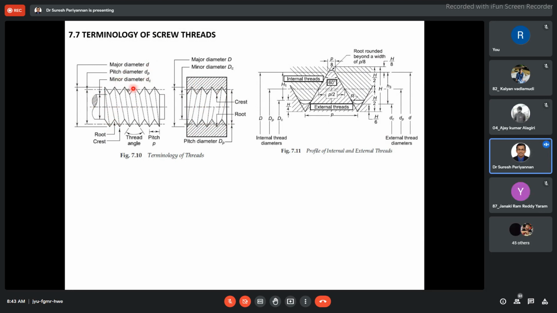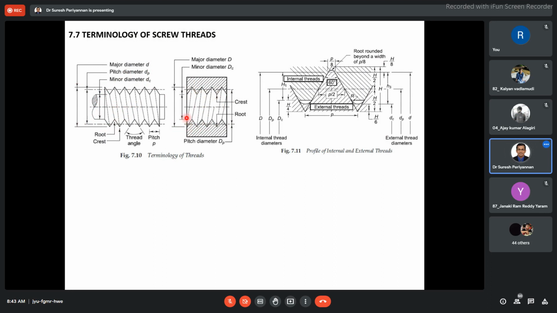Minor diameter, DC, is nothing but this region, the cylindrical rod diameter. Now, this is the minor diameter. Based on internal threads, how can I say the major diameter? Here we say crest to crest when we are considering the external thread. If I am considering the internal threads, then the major diameter is nothing but root to root. The region of root to root is our major diameter, capital D.